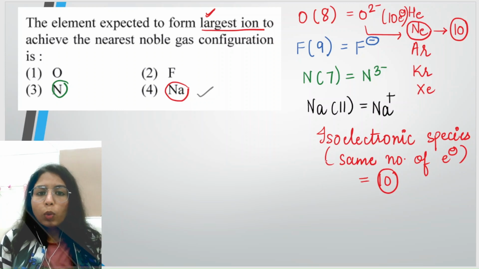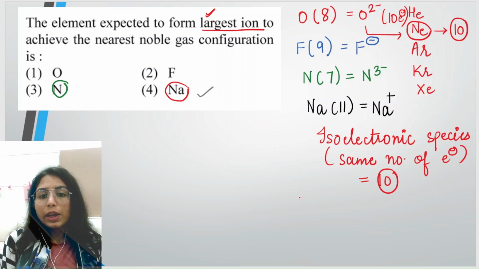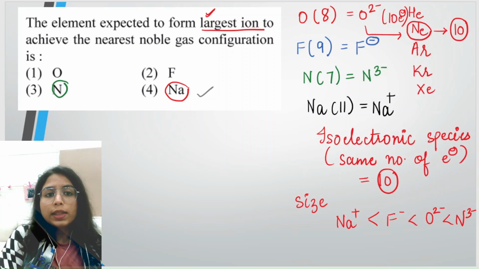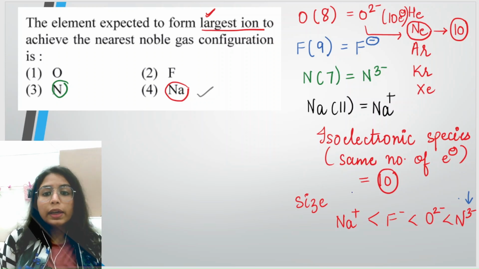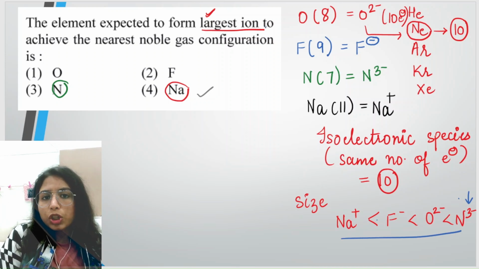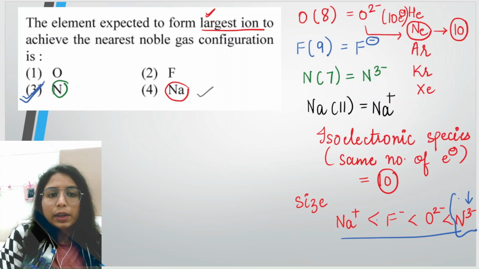We know that the more the negative charge, the greater is the size of the ion. If I arrange them in the order of their size, the smallest would be Na plus because it is a cation. Then the size would be greater for F negative, then O2 negative, and the highest for N3 negative. So you can see, greater the magnitude of negative charge on the element, greater is its size. So this is the order for size, and in the question I have to report the largest ion. The largest ion would be nitrogen, so the correct option would be my third choice.